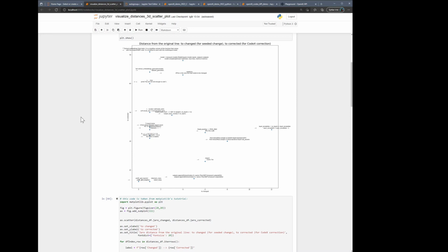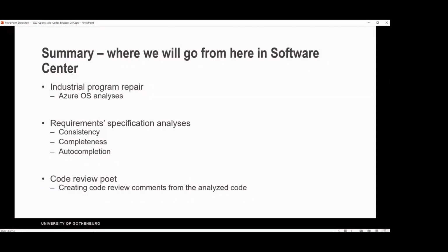Good, so with that, I think I will finish up my demo. We could also do requirement specification analysis if you want to, but I would rather open up for demos, for questions before we part.